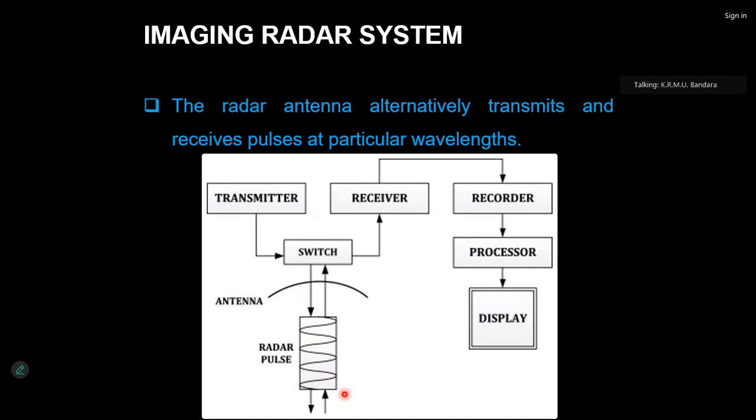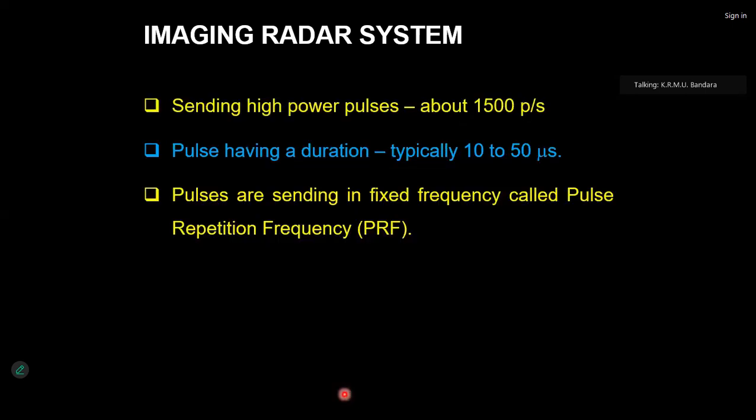Therefore, if there is a pulse duration, there is a pulse length. Because of the duration time, according to the speed of light, you can find out the length of the pulse. This one multiplied by the speed of light, then you can find out the length of the pulse.